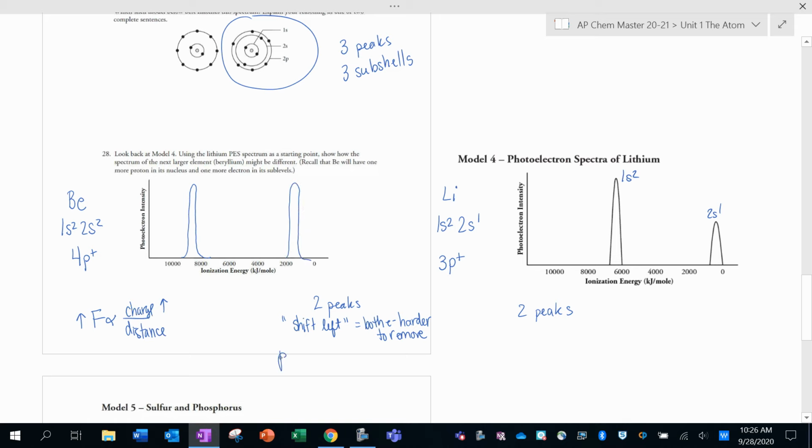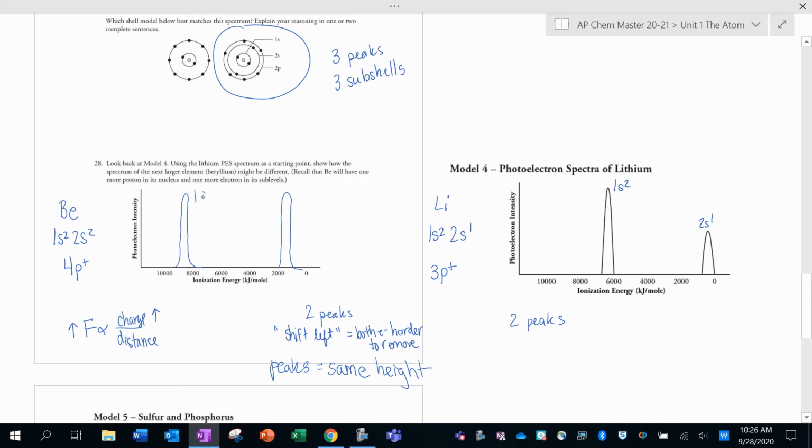Other difference will be the peaks will be the same height. And that's because in beryllium, you've got 2 electrons in each subshell, so they're gonna be the same height. In lithium, you had 2 electrons here, but only 1 electron over here. So this peak was shorter. All right, so that's a little bit of analysis of these photoelectron spectra.